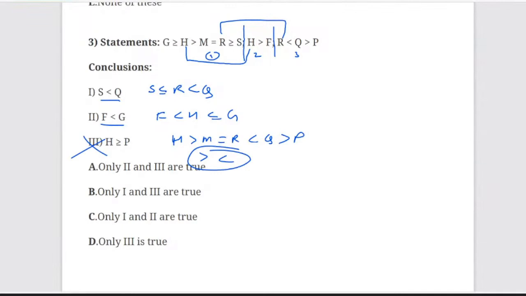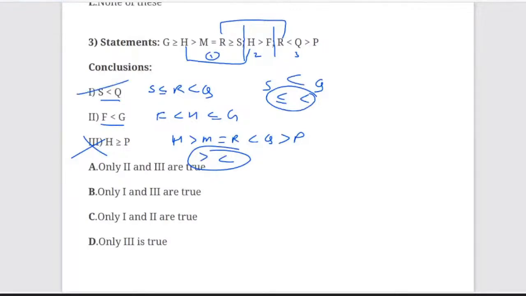Next, S is less than Q. Between S and Q, we have less than equal to and we have less than. So in both the cases, which one is the more preferable? Yes, obviously less than. Starting only I told you. So first conclusion is wrong.